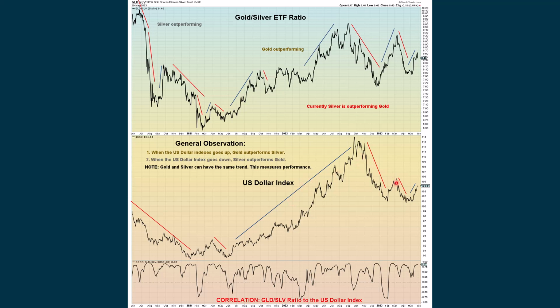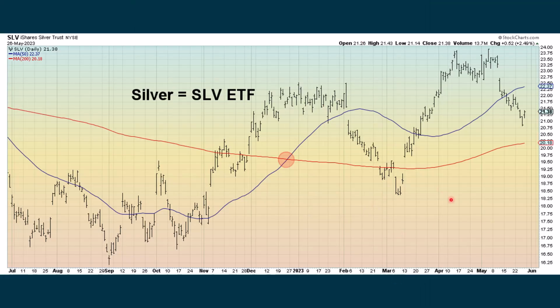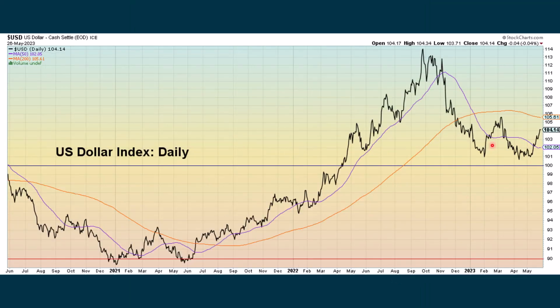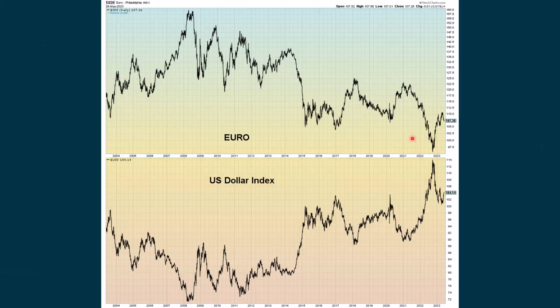We had been seeing a real decline in the dollar, so that means that silver had been doing better. We're starting to see the dollar rebound a bit here, so that may mean that gold will start to outperform again. And then on the bottom, we see where the correlation is very strong between the gold-silver ratio and the US dollar index. Silver remains in an overall uptrend. The dollar is in an overall downtrend, but it is starting to bounce back up a bit. The euro has been falling in relation to the dollar.